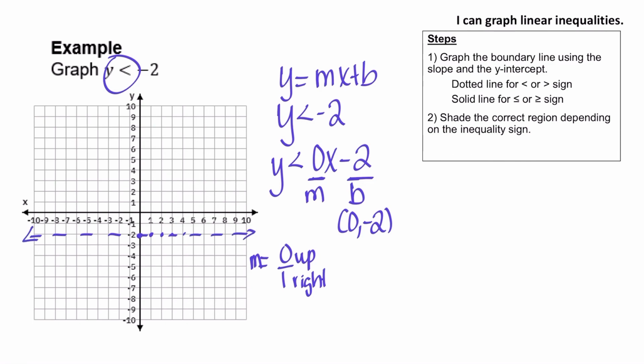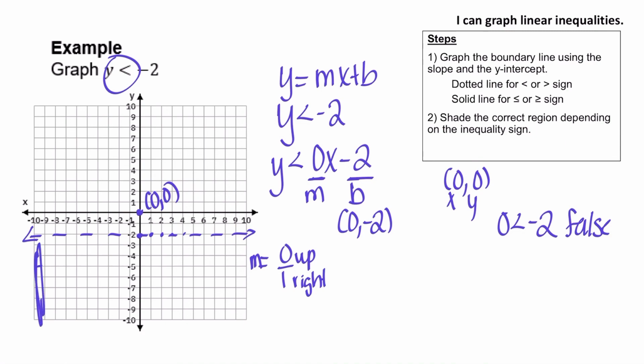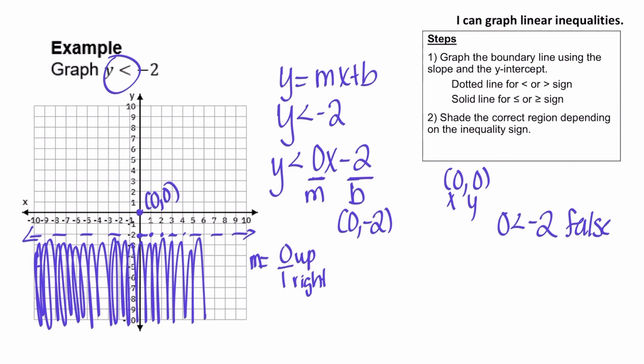So now I need to think about which direction to shade. I can use the test point (0, 0). And so when I plug in (0, 0), remember it says x is 0, y is 0. I only have a y in this inequality, so that's fine. I'm just going to plug in, and I get 0 is less than negative 2. So 0 is less than negative 2 is false, because 0 is actually bigger than negative 2. So I'm going to shade this entire bottom region that does not include (0, 0).